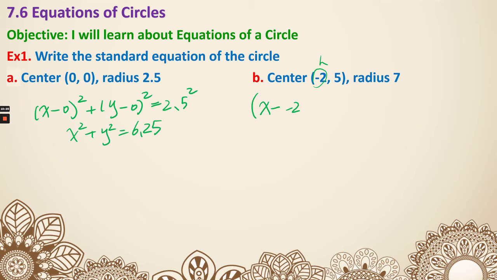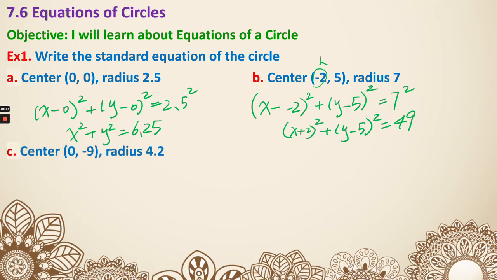I just need the opposite. You can just go directly to plus, but I'm just going to do the equation way, the minus whatever the number is, squared, and plus y minus 5 squared equals the radius, which is 7 squared. Simplify it: x plus 2 squared plus y minus 5 squared equals 49.